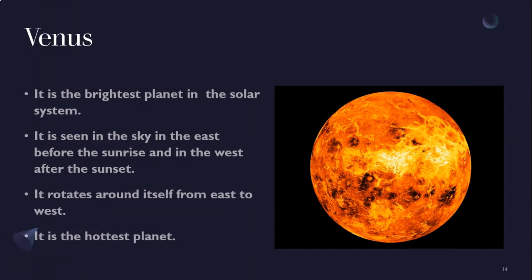Next is Venus. It is the brightest planet in the solar system. It is seen in the sky in the east before the sunrise and in the west after the sunset. It rotates around itself from east to west. It is the hottest planet.